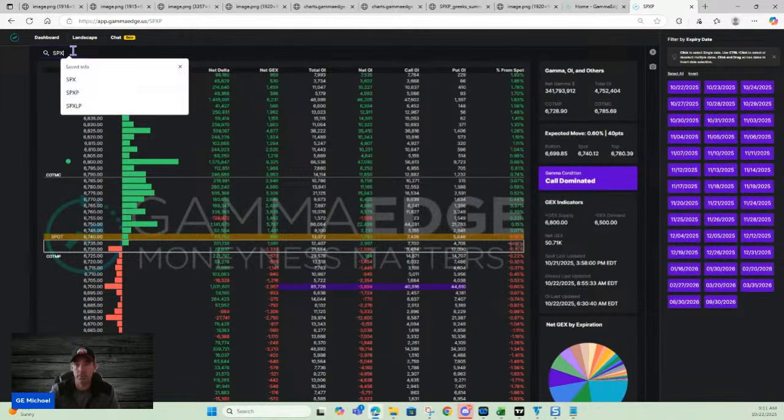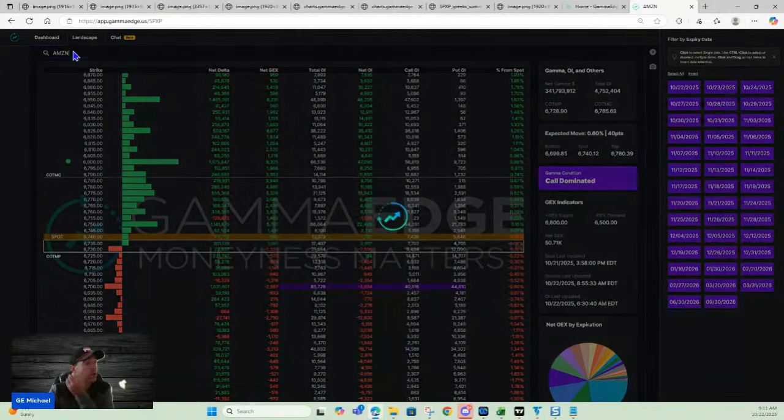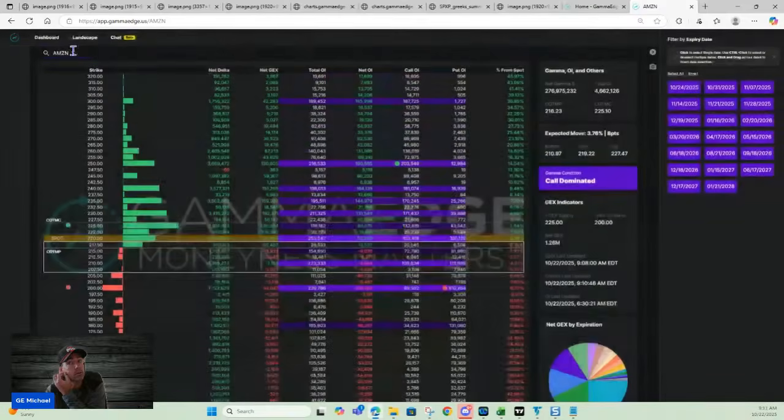Amazon, yep, check out Amazon. So all expiries turned on here. Call dominated above and below spot price, looking good. Above transition, looks good. Supportive on any pullback. Definitely speculation to the upside towards 225, and then COI is 250.